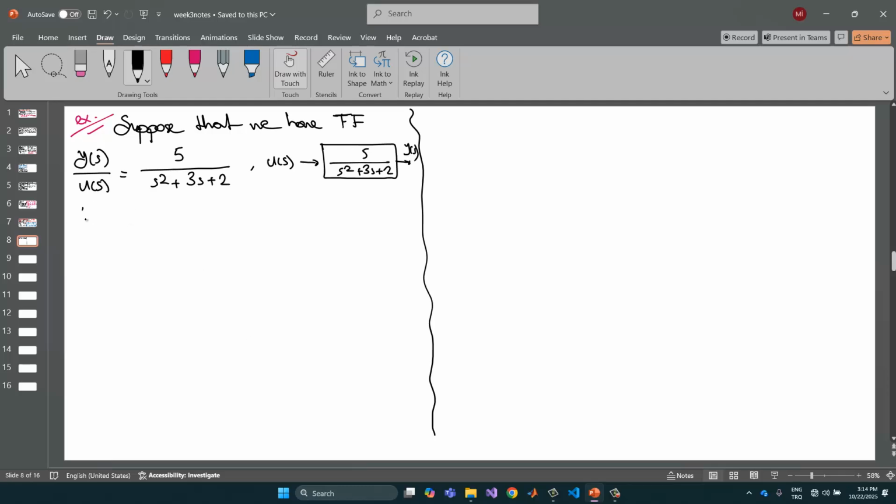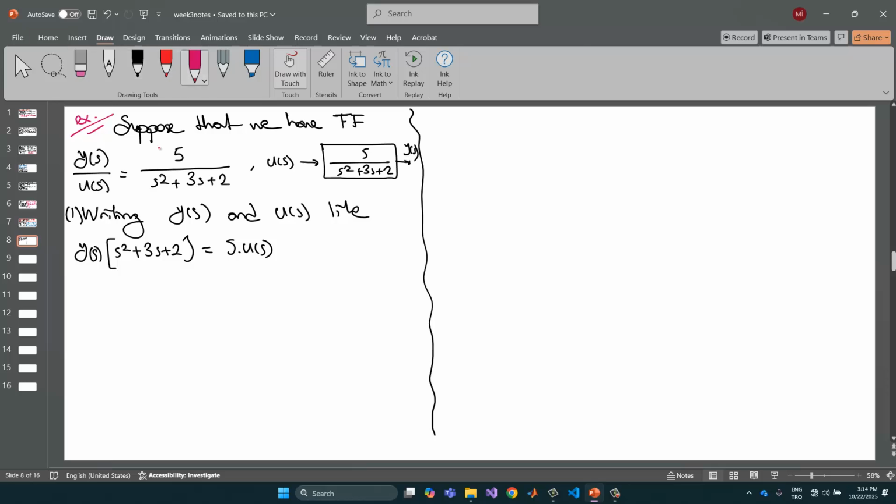First of all, writing Y(s) and U(s), if we multiply Y(s) with the denominator, this must be equal to each other, right? And so Y(s) times (s squared plus 3s plus 2) is equal to 5U(s), right? And so how can we convert this equation into the time domain?